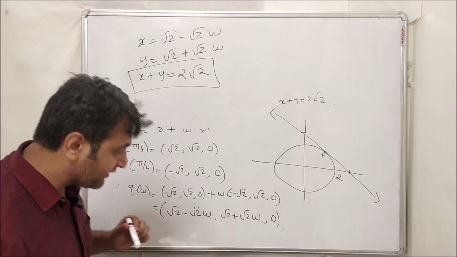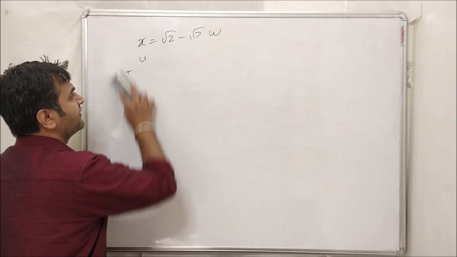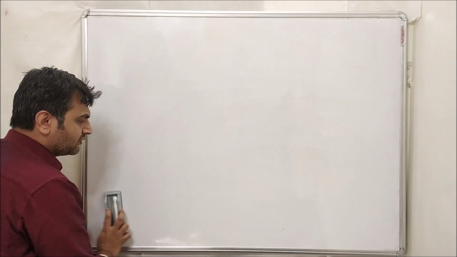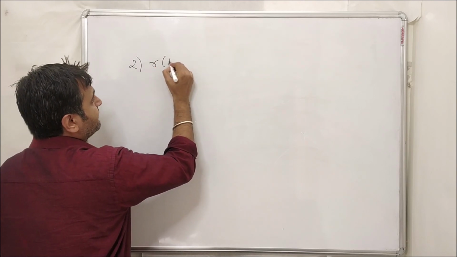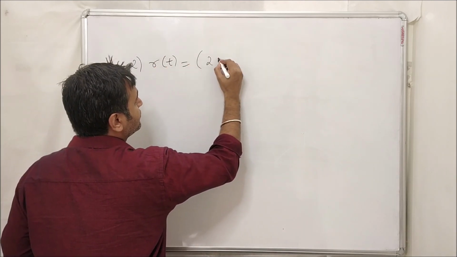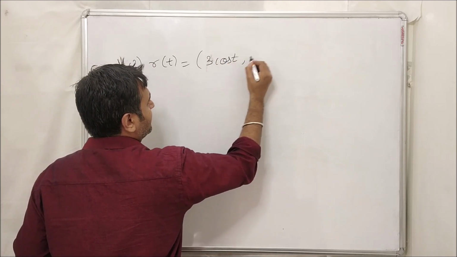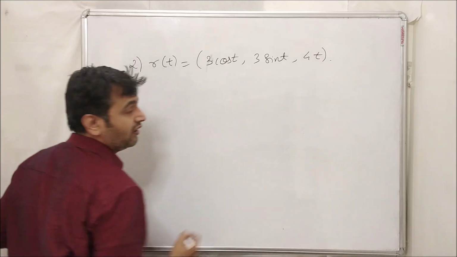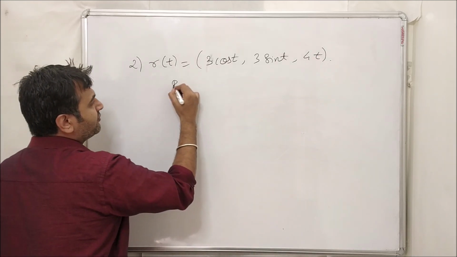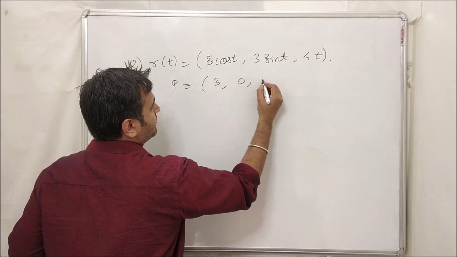Okay, now let me take one last example in a 3-dimensional space. So the very famous curve is the helix. So let's play with the helix. Okay, so the second example, suppose I give you r of t equal to 3 cos t, comma 3 sin t, comma 4t. And suppose I take the point P as 3, comma 0, comma 8 pi.